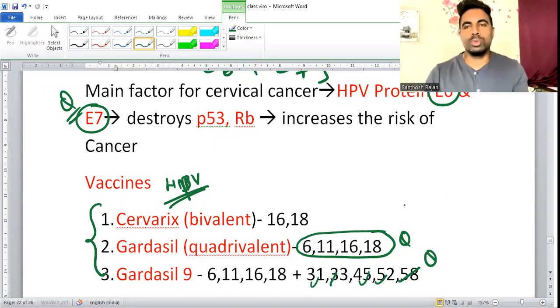Another one is, which vaccine? Can you remember which of the other diseases can be prevented by vaccination? You're right, if you're saying hepatitis B virus, you're right. Hepatitis B virus, you know, causes which cancer? Liver cancer, liver carcinoma.